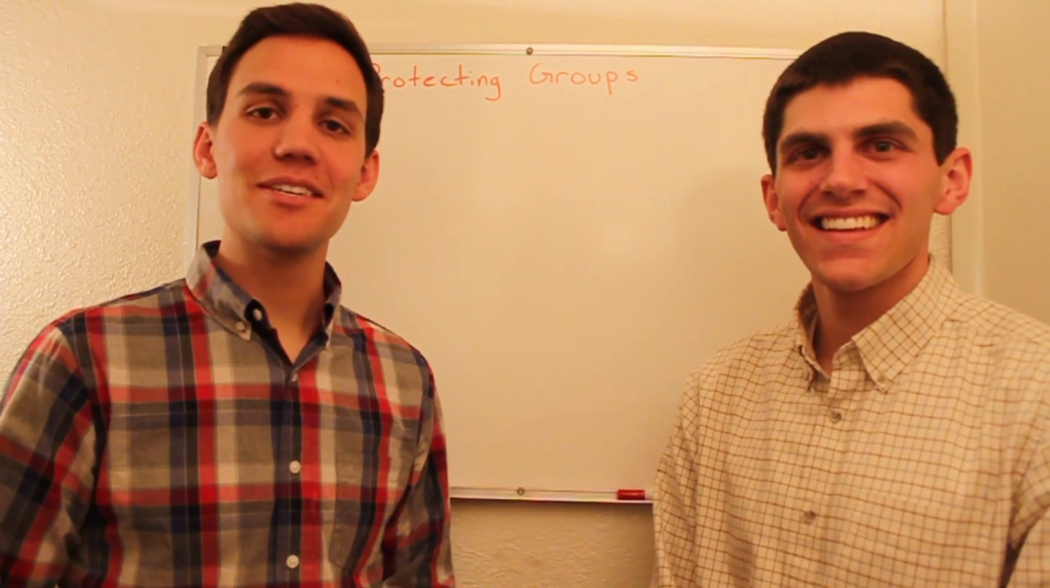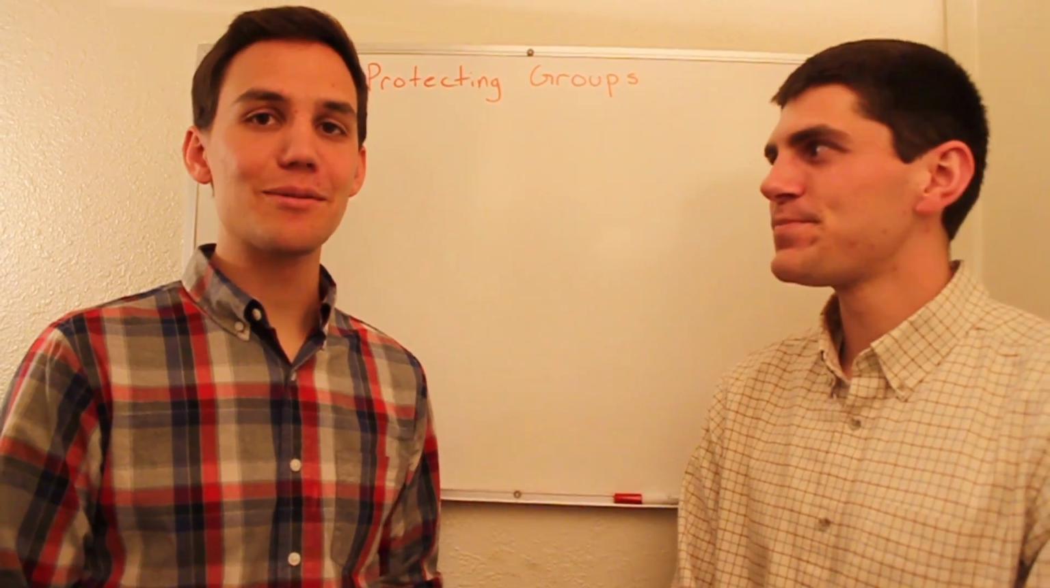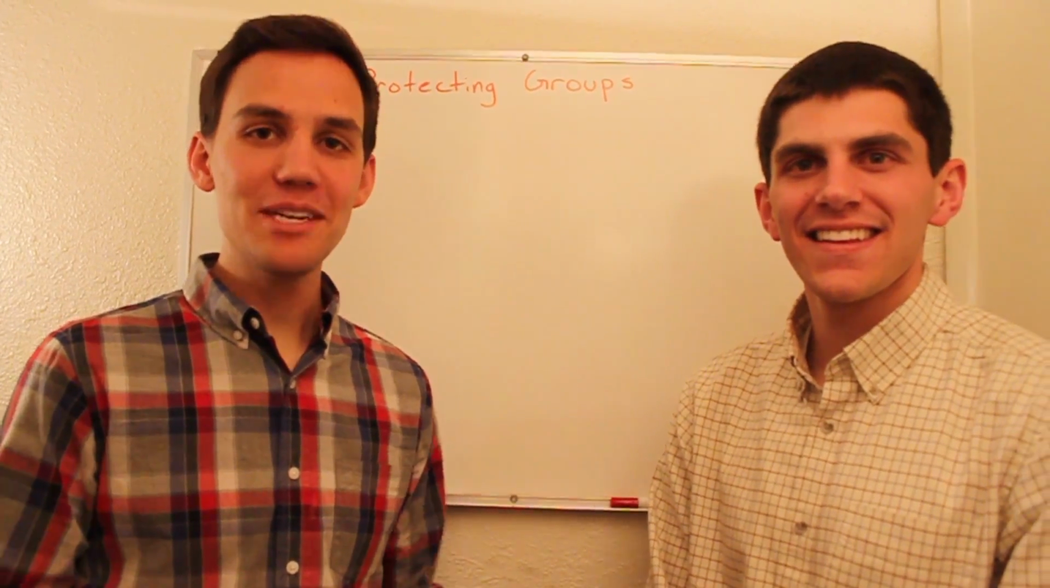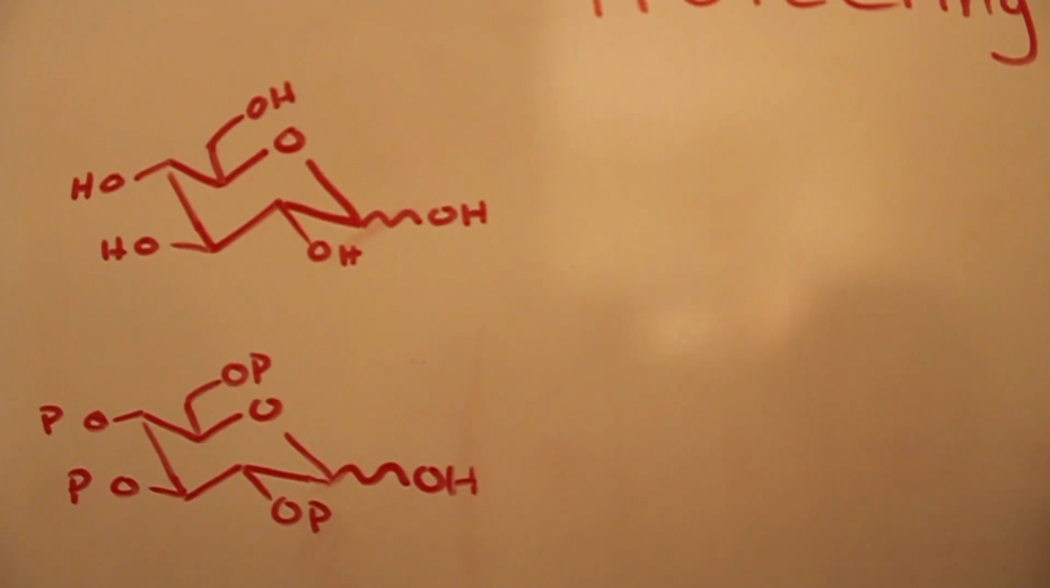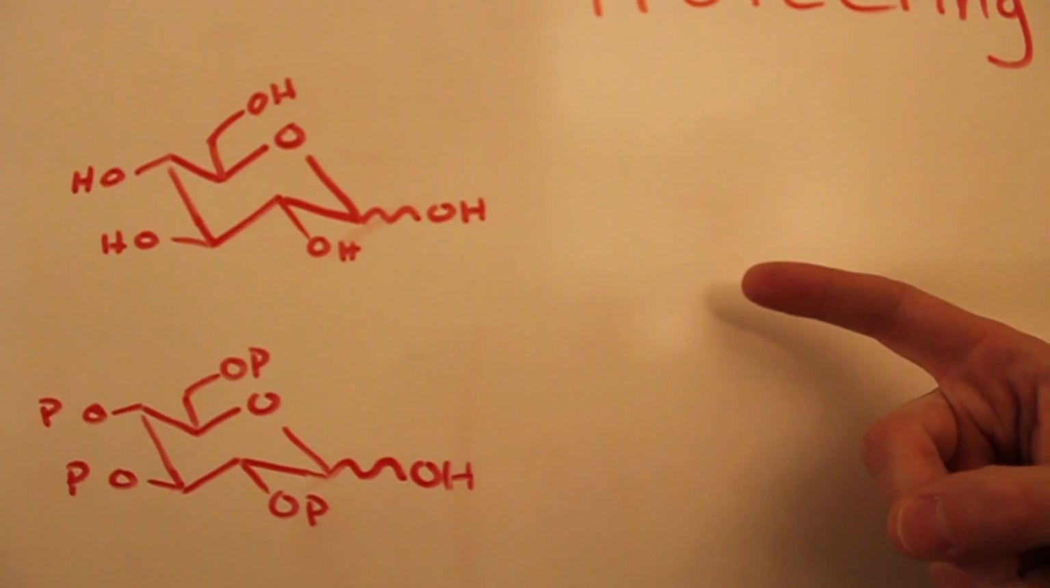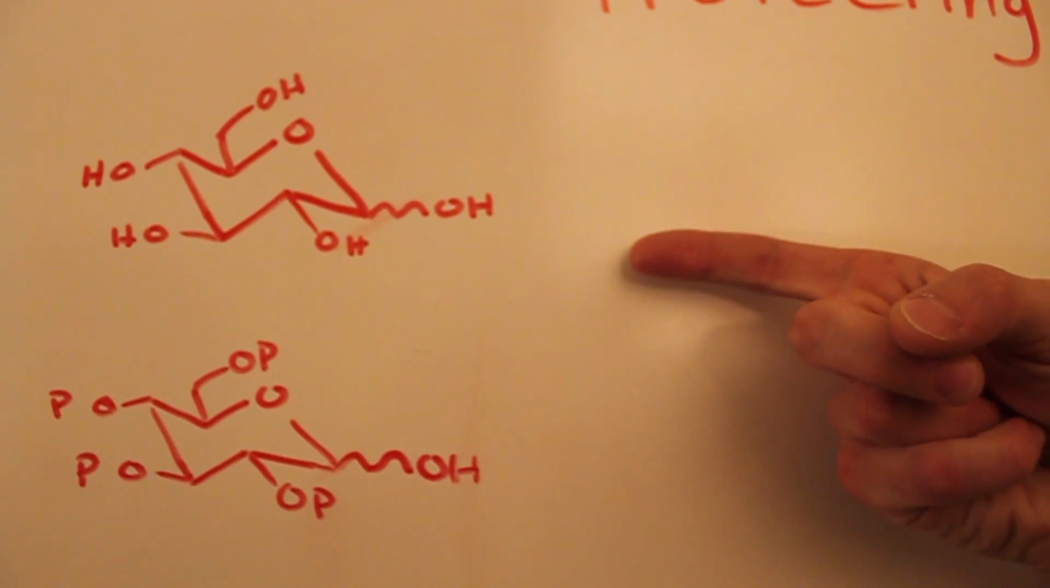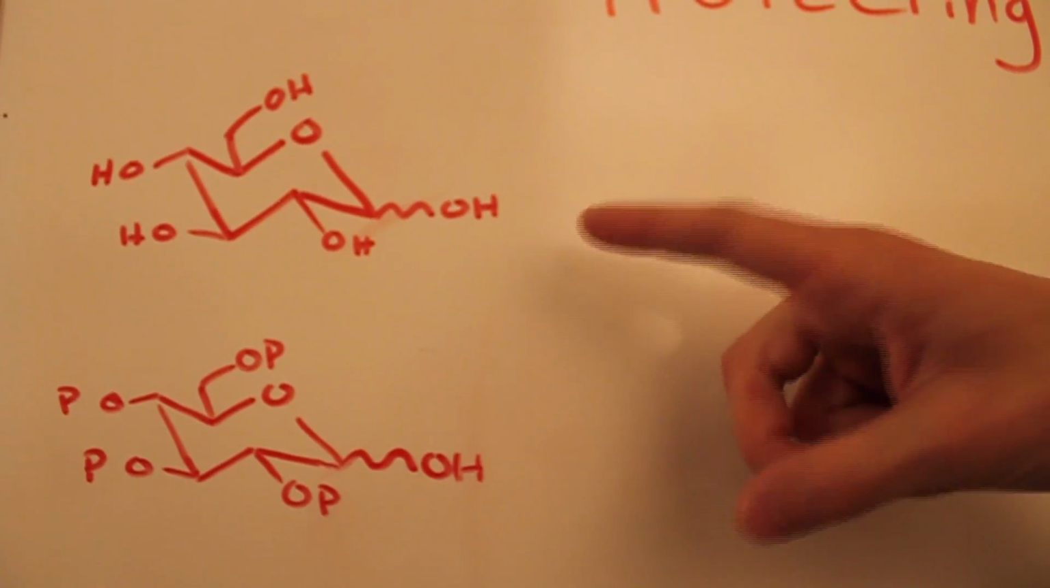Hey guys, so today we will be talking about protecting groups on sugar molecules. And why do we need protecting groups on sugar molecules? Well, let me show you. If we wanted to make a glycosidic bond between two sugar molecules, which of these oxygens would react? Any of them could, making a big mess.